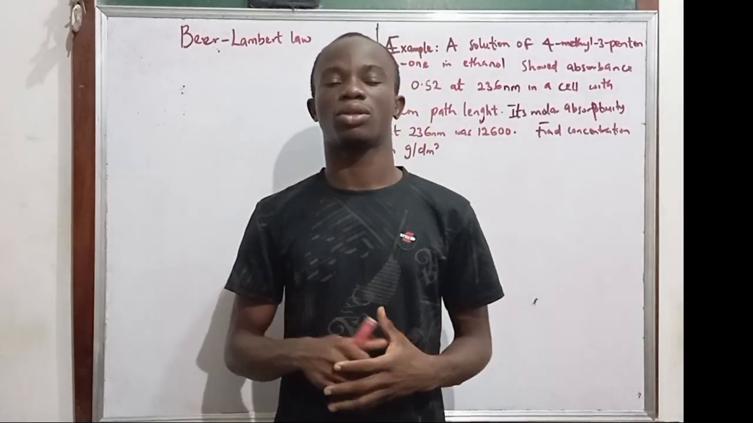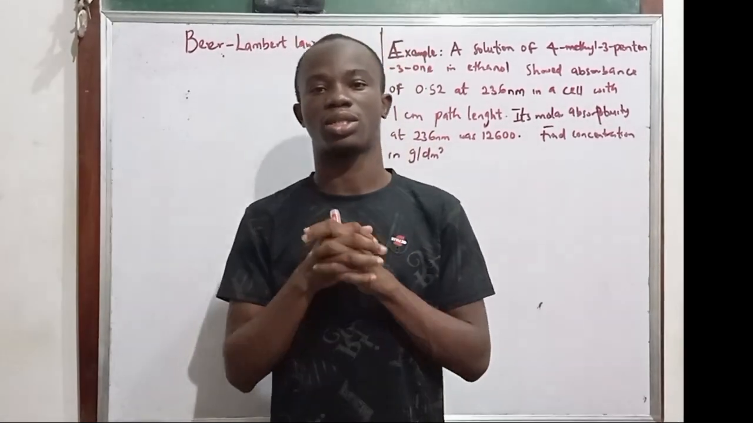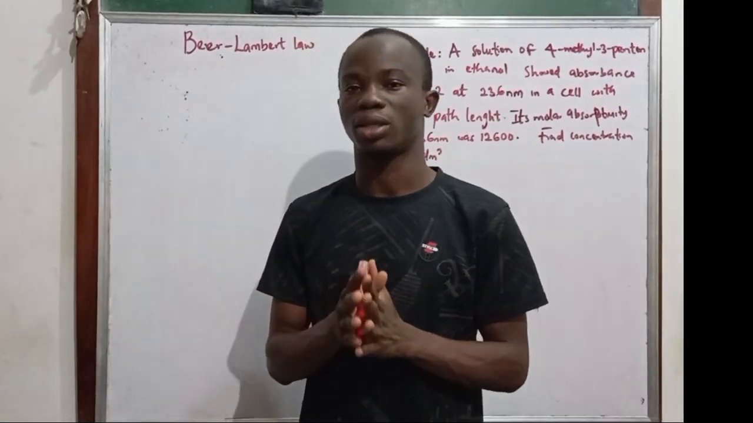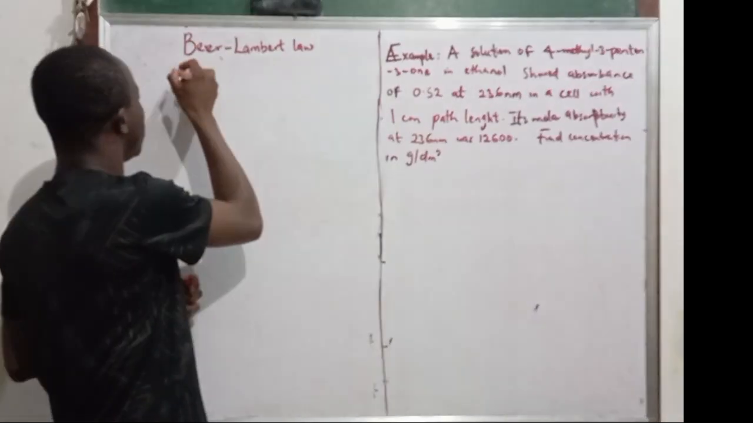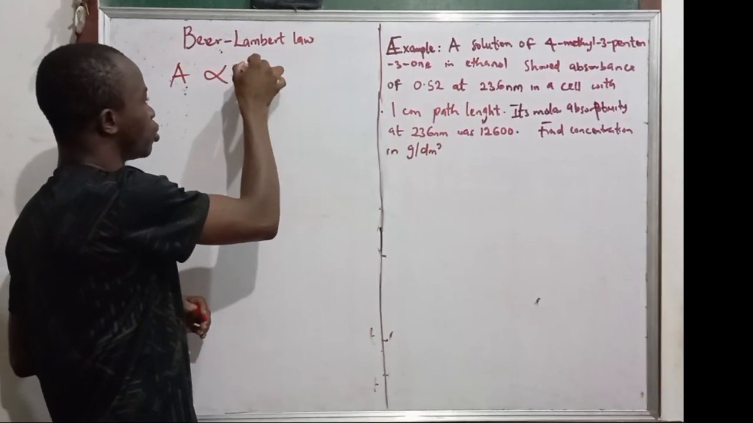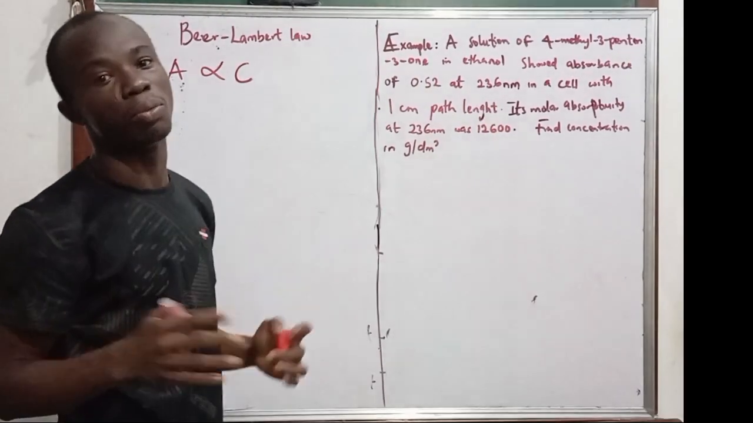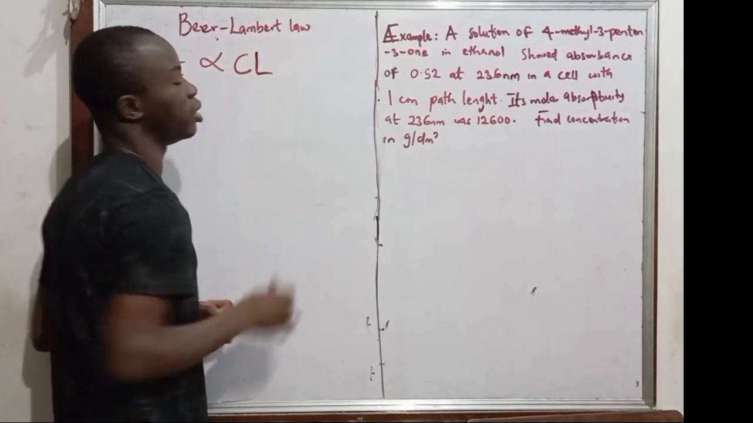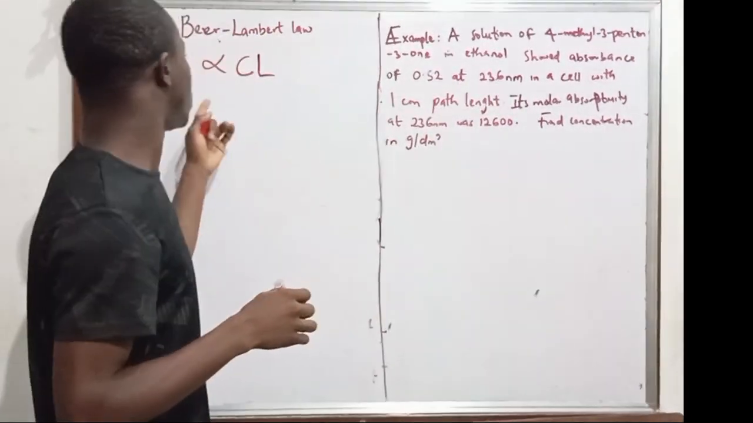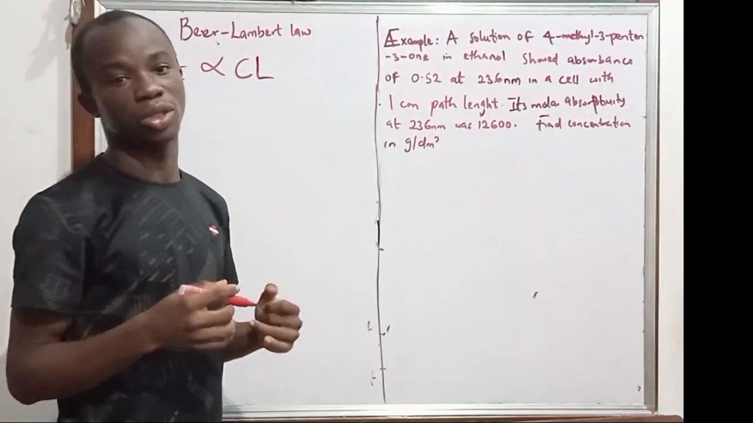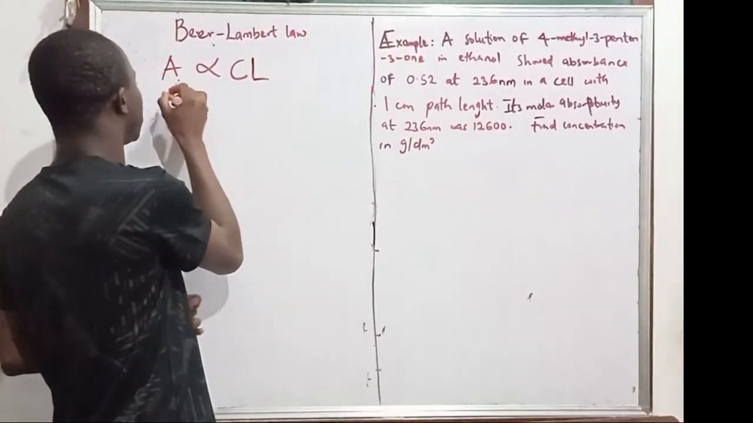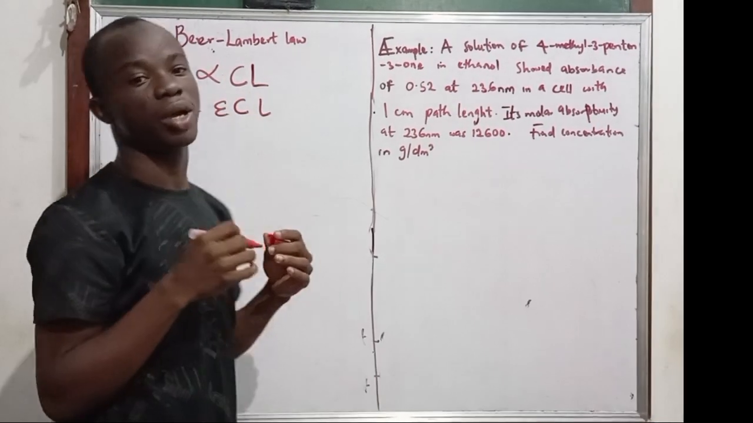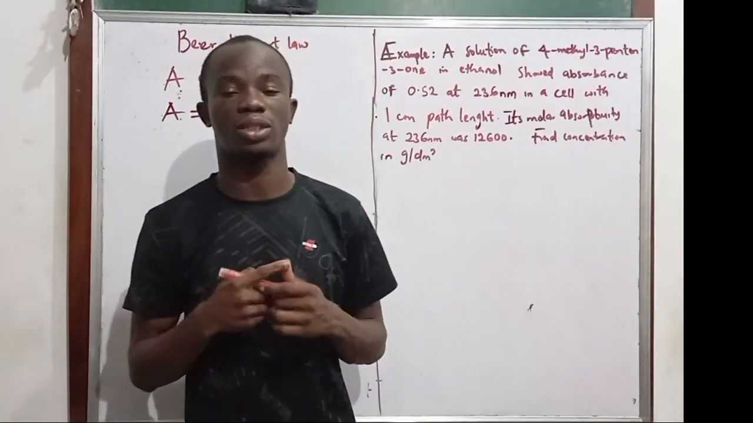To start with, Beer-Lambert law states that absorbance is directly proportional to concentration of substance in solution at the same time to path length, which implies that A, which is our absorbance, is proportional to concentration, either in mole per dm cube or gram per dm cube, and path length. Now, with this relation, if we introduce a proportionality constant, then we can see that A equals epsilon CL, where epsilon is the proportionality constant.